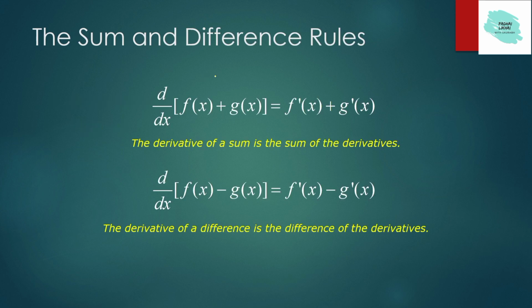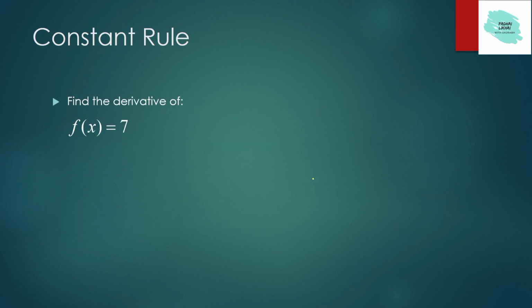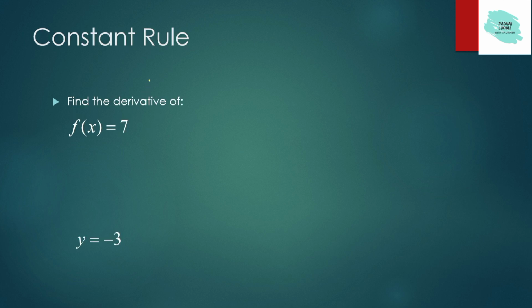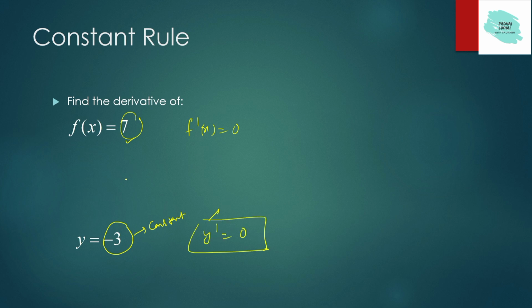Further, for the sum and difference of functions, if the two functions are in sum form, the differentiation is taken separately on them, and if they are in difference form, again the differentiation is taken separately. Let's see some more examples. If we have to find the derivative of 7, as it is constant, f prime of x will be 0. Again, y equal to minus 3 is again constant, so y prime will be 0, where y prime is the first derivative of the function.